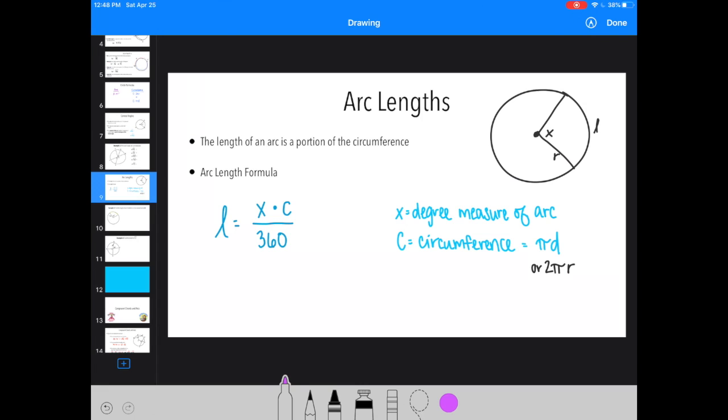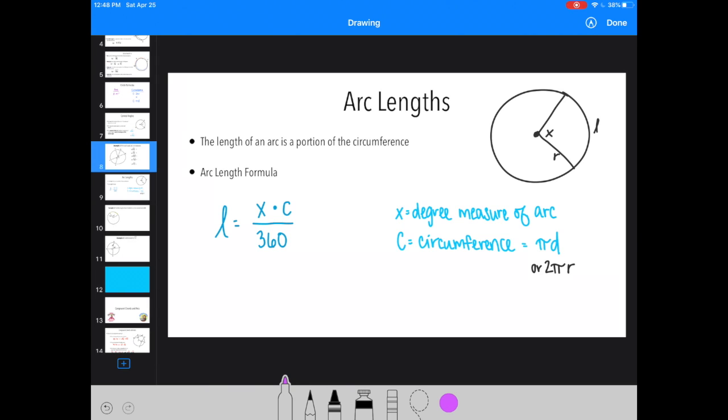All right, one more part of these notes is going to be arc length. We are wanting to try to find the length of an arc. And we have this formula. Your arc length, that cursive L, is going to be equal to X times C over 360 degrees. What does X mean? X is the degree measure of the arc, that central angle, multiplied by circumference, divided by 360.